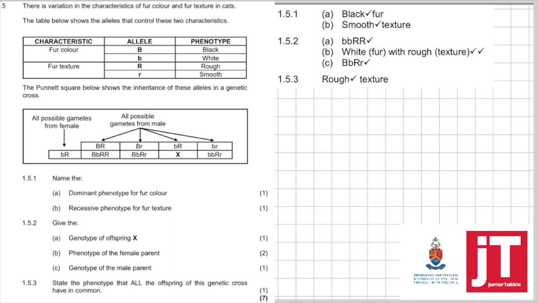The Punnett square below shows the inheritance of these alleles in a genetic cross. So there are the possible gametes from the male on the top, as you can see here, and here are the possible gametes from the female. Now, 1.5.1.